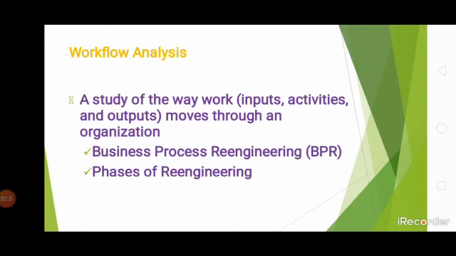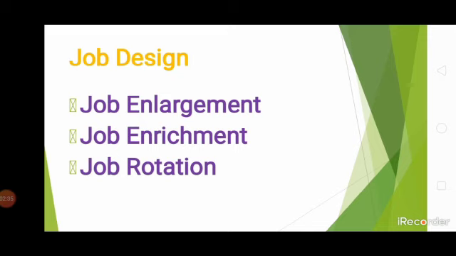And third one is phases of re-engineering. It focuses on 3 R's, that is rethink, redesign, retool. Next, job design. Job design is focusing on 3 things: job enlargement, job enrichment and job rotation. Job enlargement is broadening the scope of a job by expanding the number of different tasks to be performed, whereas job enrichment is increasing the depth of a job by adding the responsibility for planning, organizing, controlling and evaluating the job. And then job rotation is a process of shifting a person from job to job.